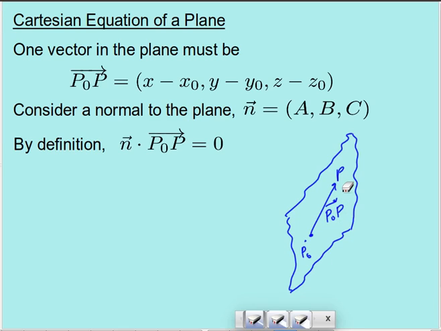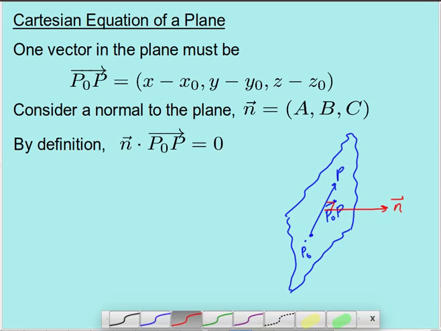Then I can draw a normal to this plane. Not only is this going to be normal to the plane, but if it's normal to the plane, it must be normal to the vector P0P. So I'm going to call that my vector n, and I'm going to give that vector components a, b, and c. Then if this normal vector is perpendicular to the plane, which means it's specifically perpendicular to P0P, then the dot product must be equal to 0.